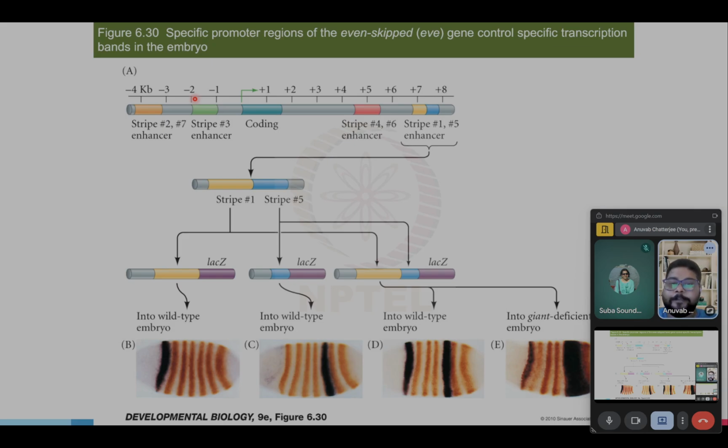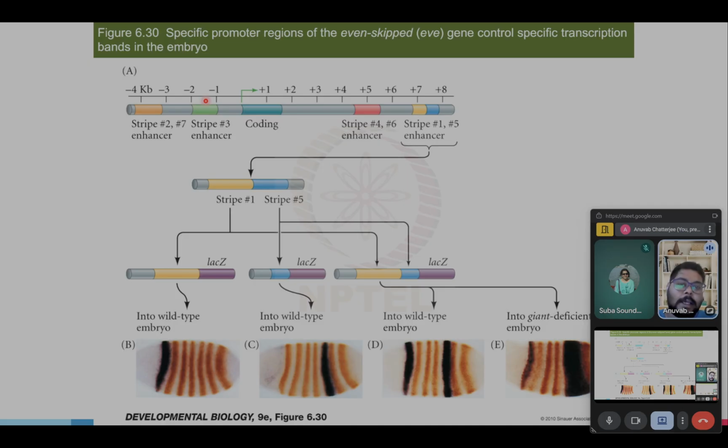So they are modular. So how does the stripe pattern of the different pair rule genes work with the help of modular enhancers? This is where our coding gene starts, and upstream and downstream we have different enhancers for different stripes. So if a transcription factor goes down and binds to a particular enhancer for a stripe, say the stripe 3 enhancer, then in stripe 3, in that particular region only, the particular gene will be expressed. And who are these transcription factors? These are the gap genes.